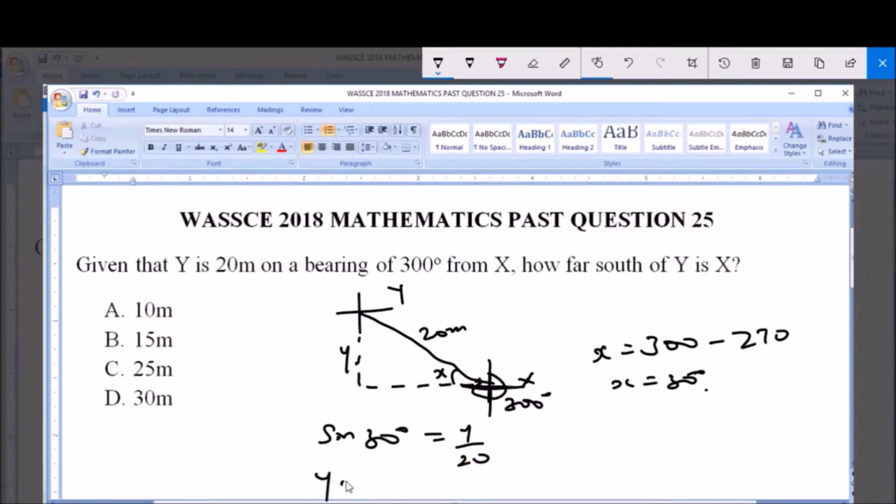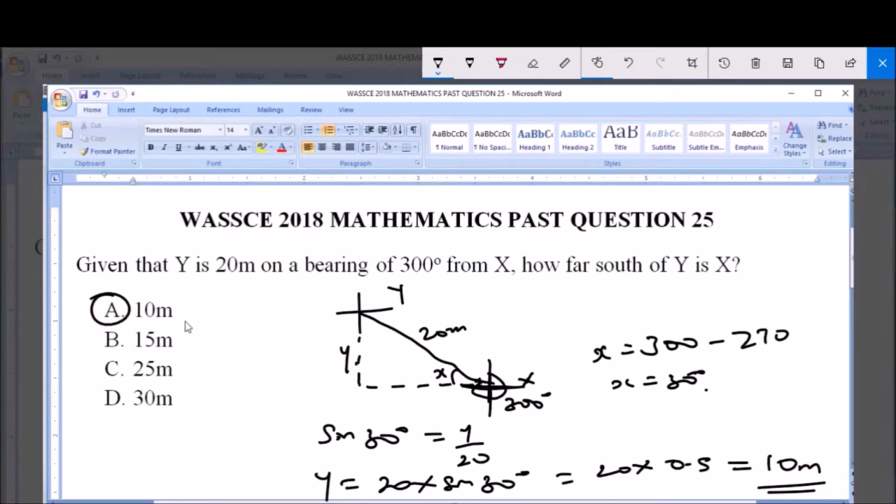So y is equal to 20 multiplied by sine 30 degrees, and this is equal to 20 multiplied by 0.5. This is equal to 10 meters. So the distance of x along the south coordinate of y is 10 meters.